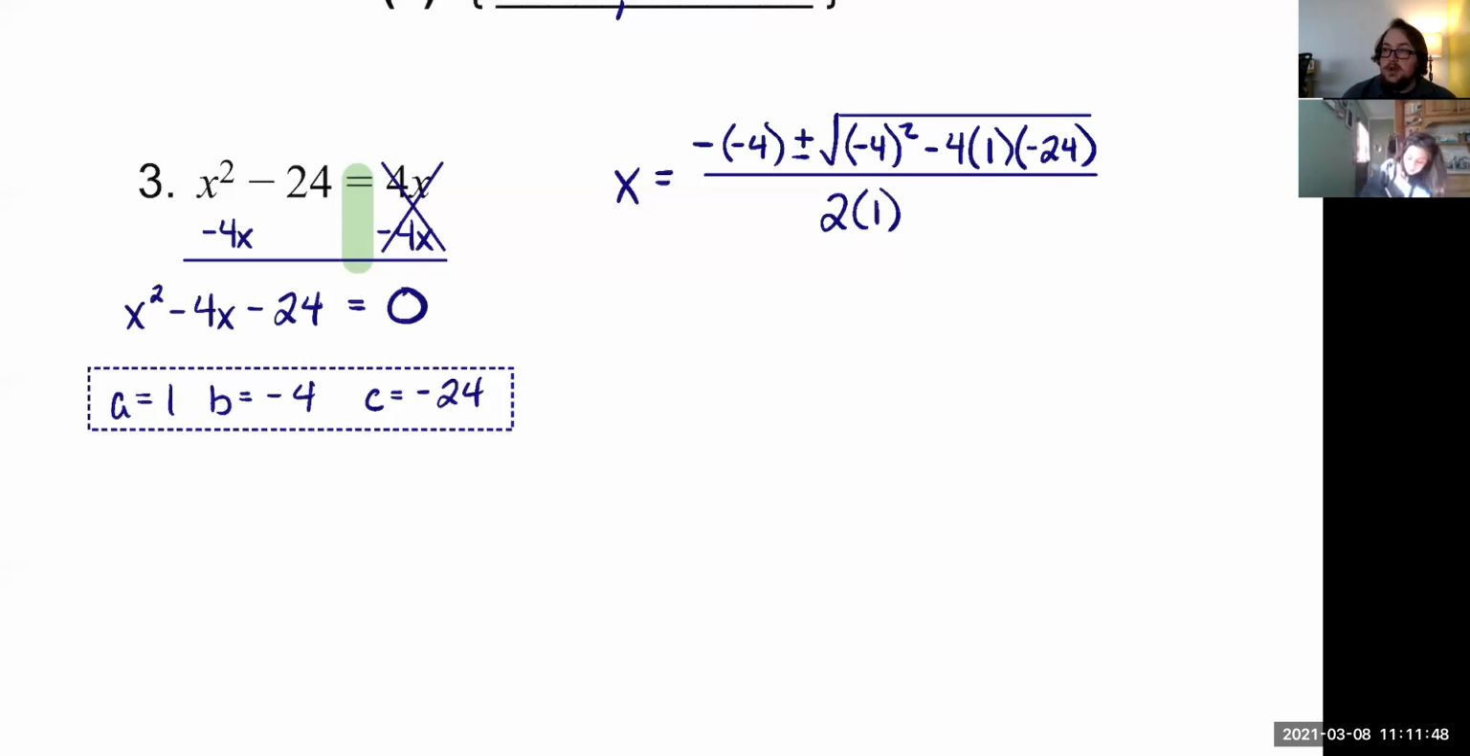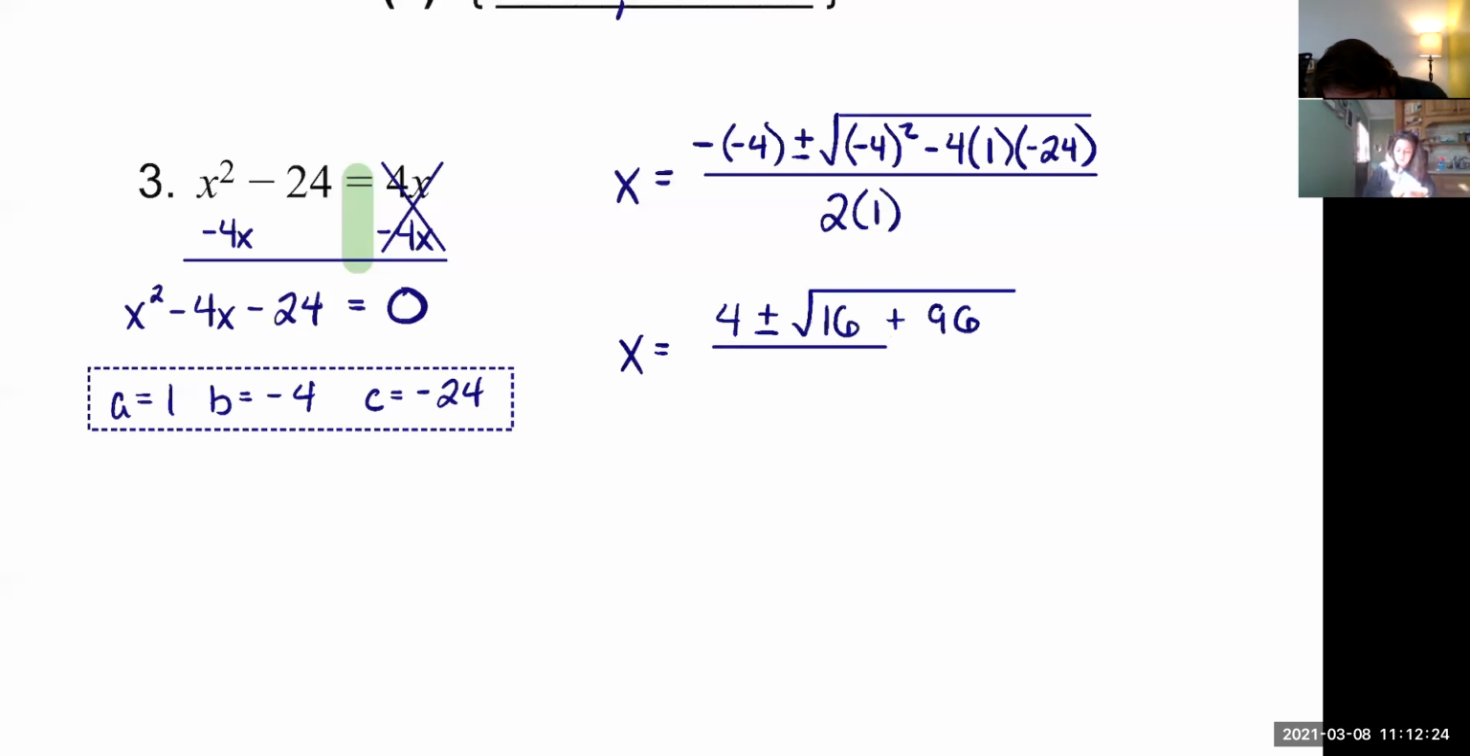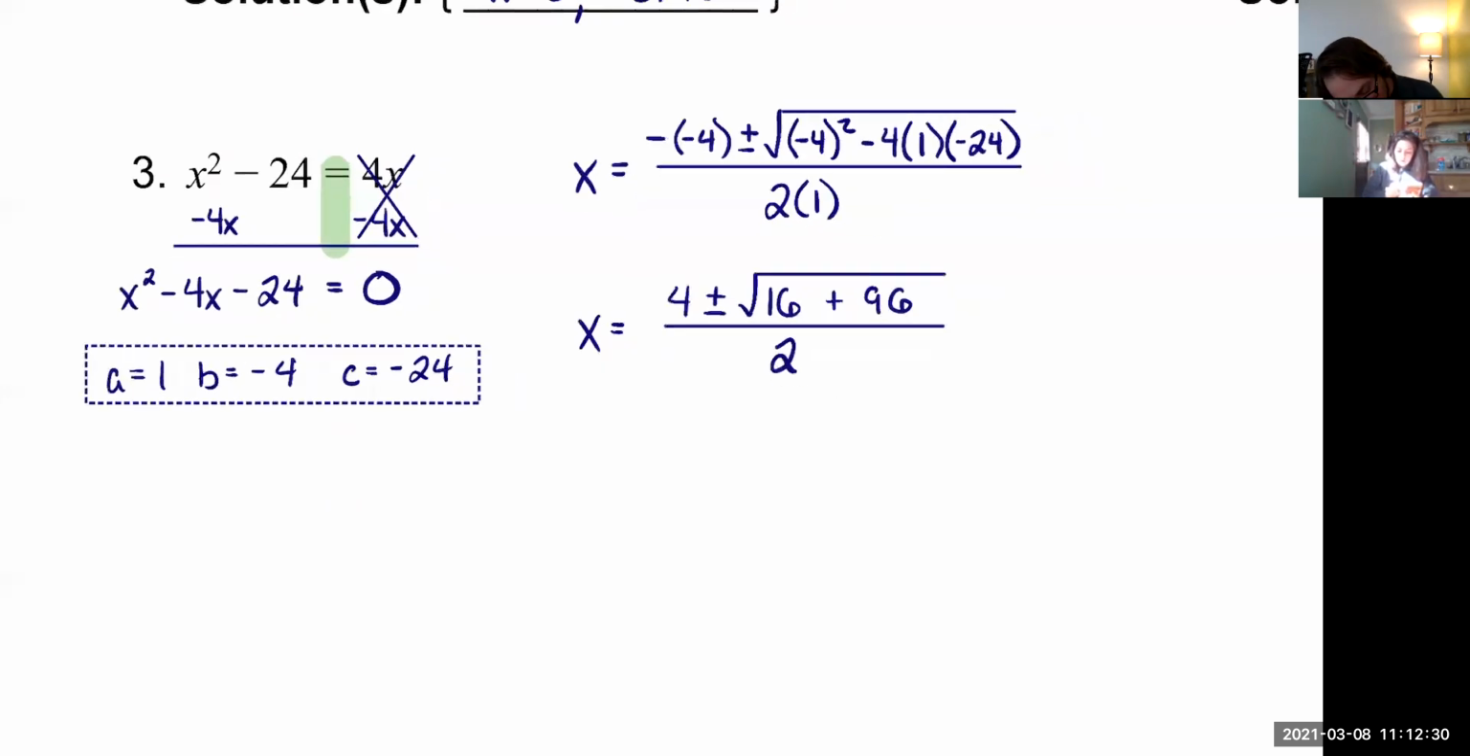Next, I'm going to go through and work on cleaning up my parentheses. -4 becomes a +4, plus or minus the square root of -4 squared, which should give me a +16. Then I have -4 times 1, which is -4. Take that -4 times -24, which should give me a +96. Which I'll go with until someone tells me otherwise. Over 2 times 1, which is 2.